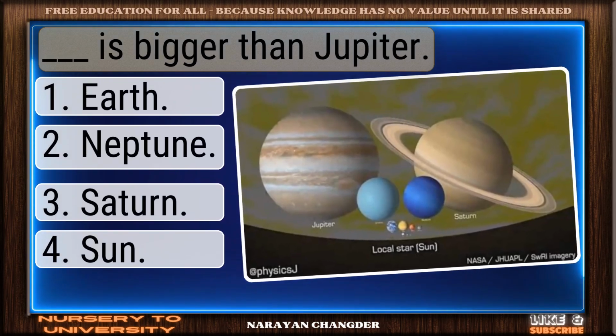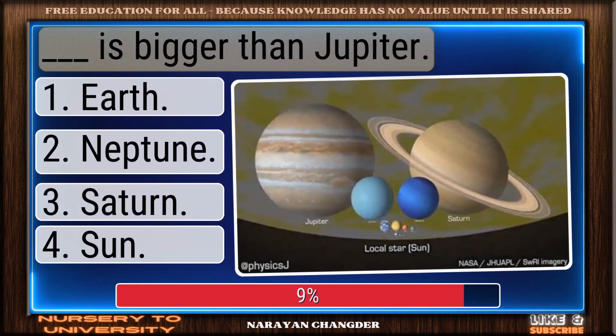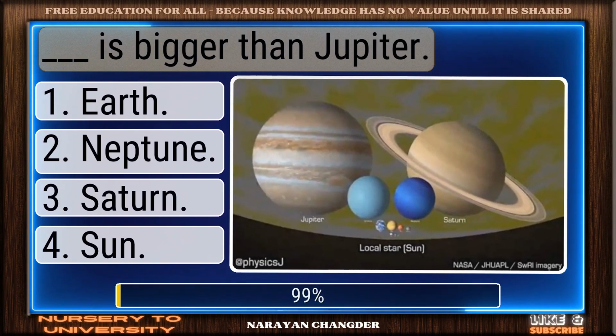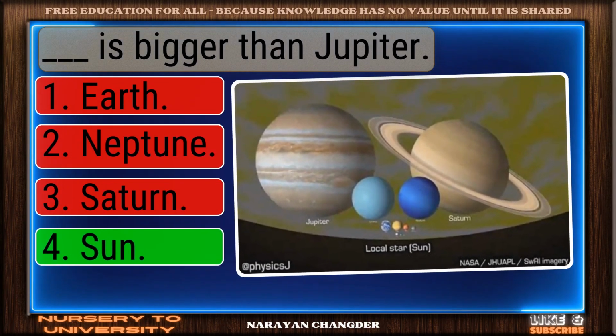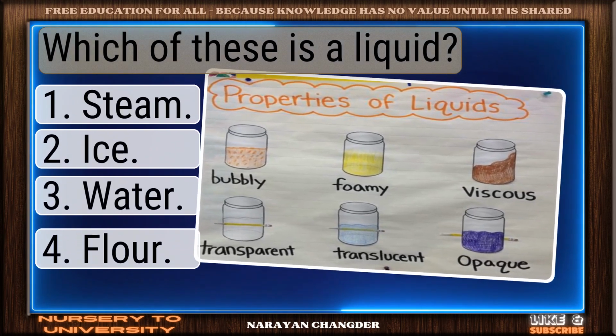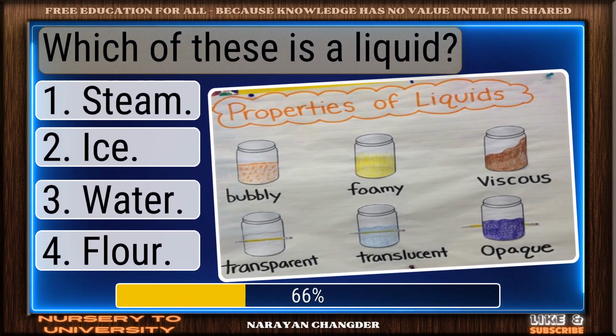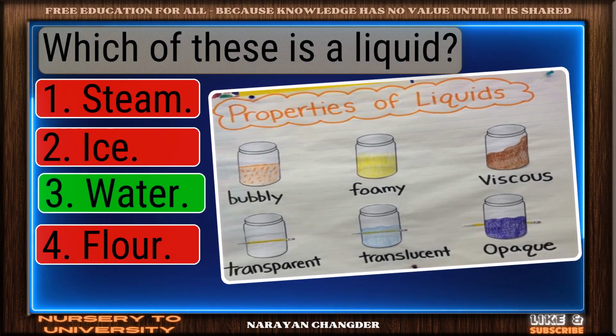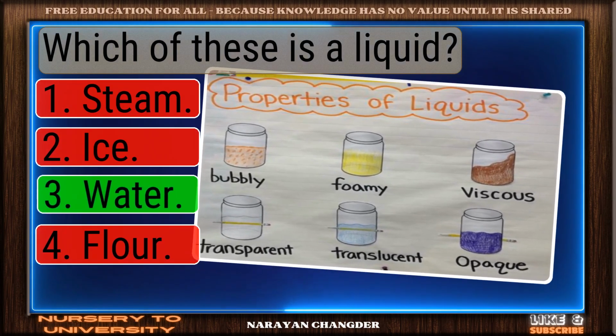Question number 275. Dash is bigger than Jupiter. Right again. Sun is a valid answer. Question number 276. Which of these is a liquid? You got it. Your choice water is right.